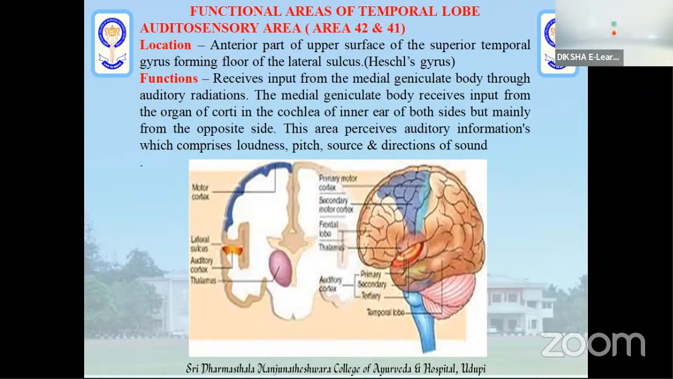The impulses which are generated will pass through both the cochlear nuclei, but mainly from the opposite side, and will enter into the medial geniculate body. And this area perceives the auditory information, which comprises loudness, pitch, source, and direction of the sound also. Now, what happens if lesions occur here?